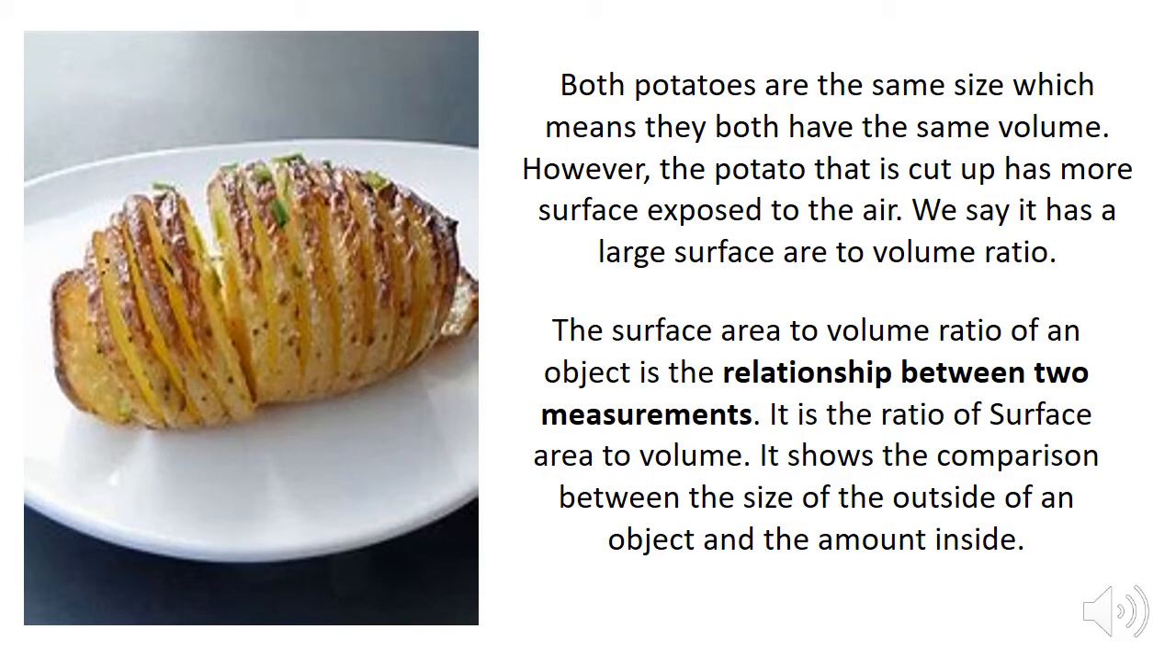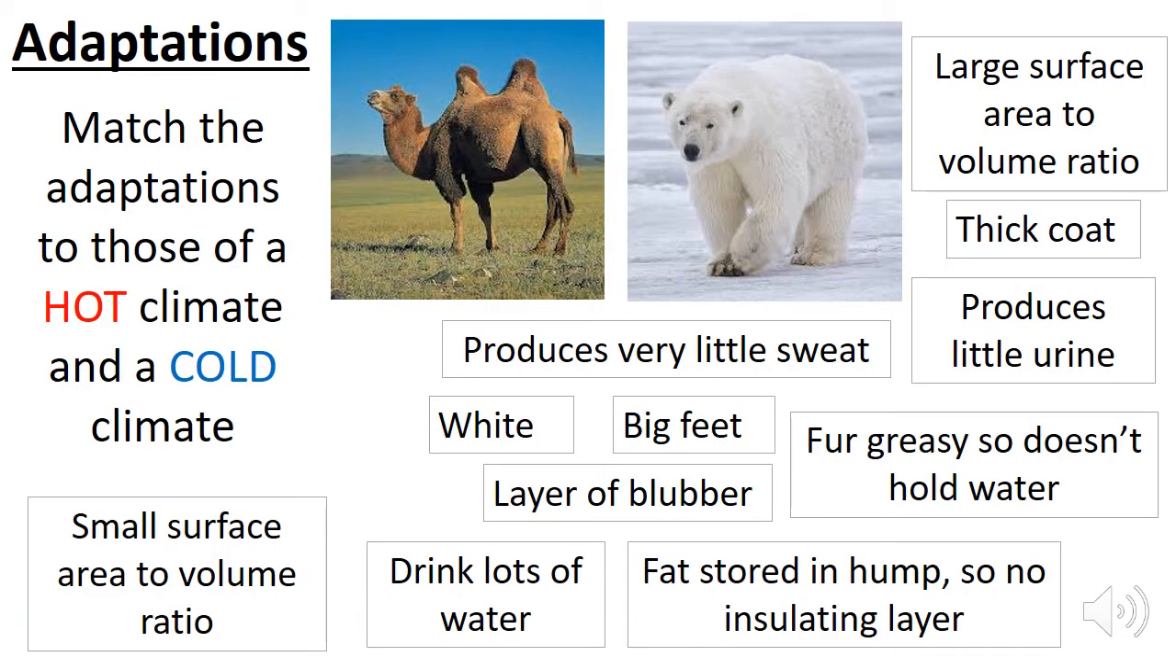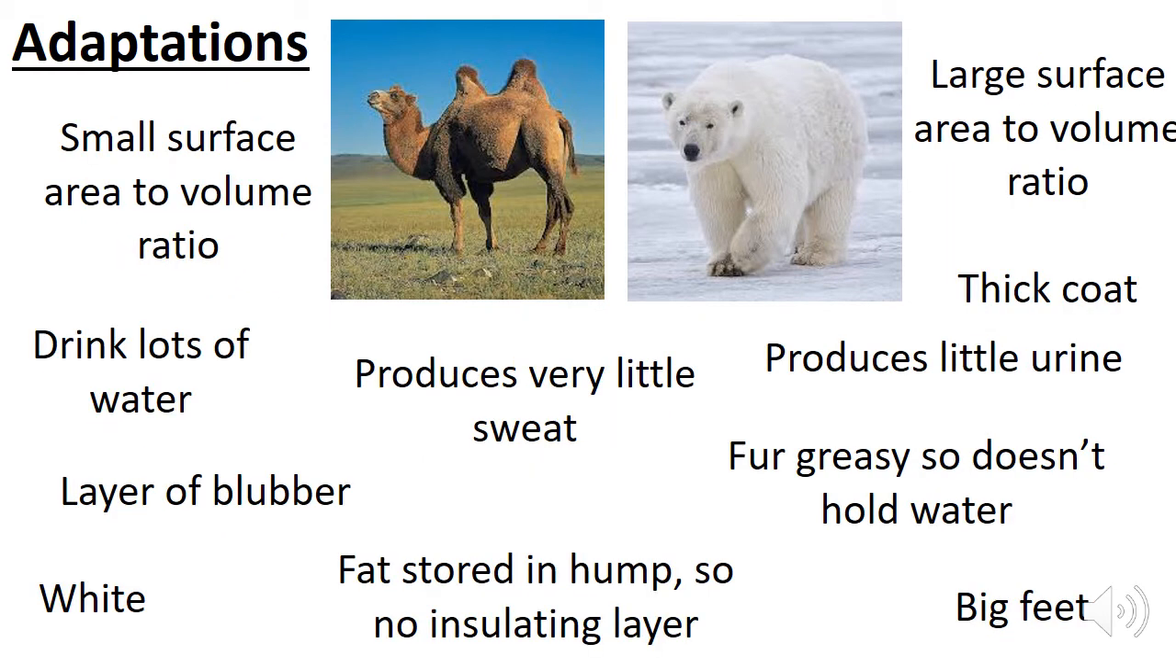The surface area to volume ratio of an object is just a relationship between these two measurements. It is a ratio of surface area to volume, and it shows a comparison between the size of the outside of an object and the amount inside. So now that we understand the term surface area to volume ratio, let's see if we've got these adaptations right. Any adaptation that turns red shows an adaptation of an organism who lives in a hot country, and any adaptation that turns blue shows the adaptation of an organism that lives in a cold country.